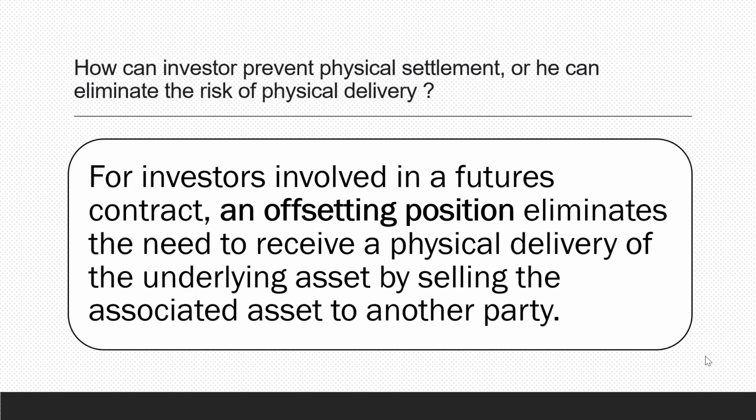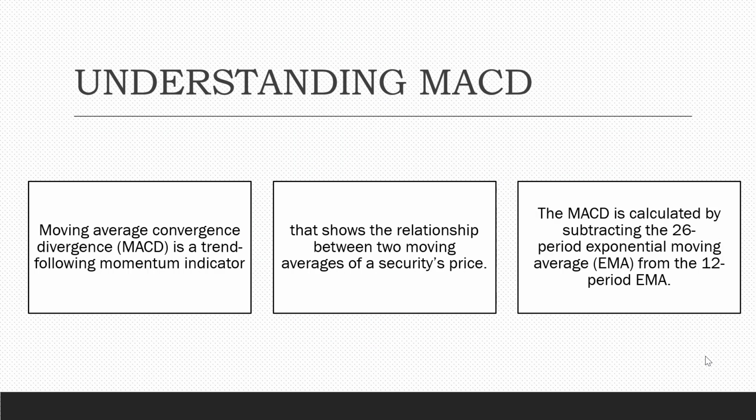Okay, read this. For investors involved in a futures contract, an offsetting position eliminates the need to receive a physical delivery of the underlying asset by selling the associated asset to another party. So basically, if you want to avoid physical delivery, you have to square off your position before the expiry. If you do that, then you can avoid the delivery.